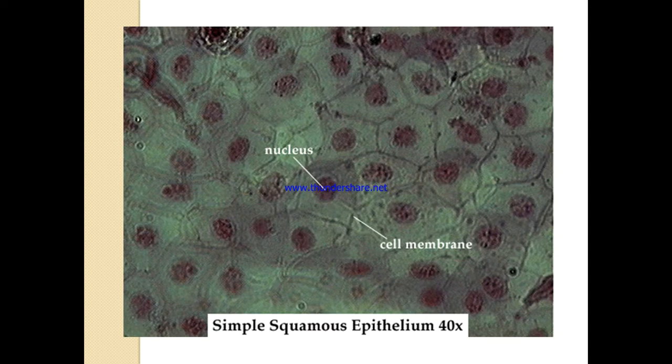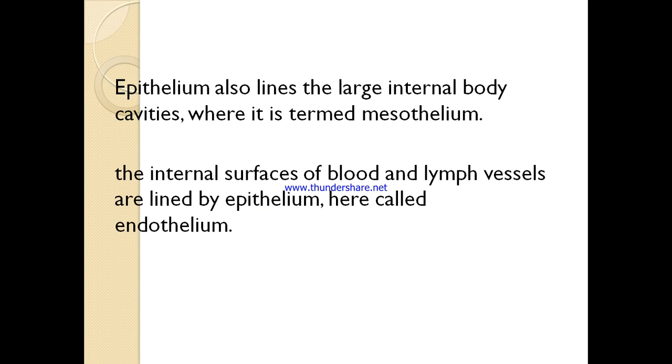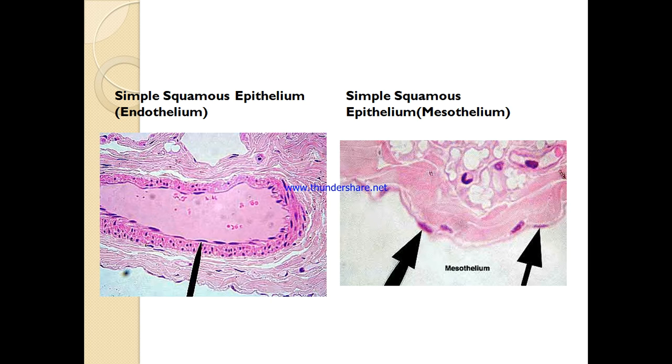This is simple squamous epithelium, with the nucleus in the center of the cell and one layer of cells. Also, this epithelium has two names: if it lines the large internal body cavities it is termed mesothelium, while if it lines the internal surface of blood and lymph vessels it is called endothelium. This is endothelium and mesothelium.